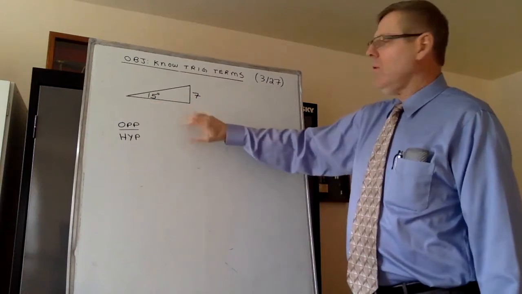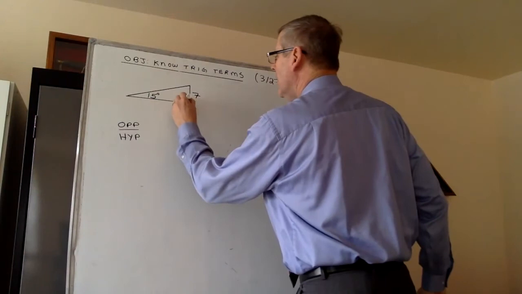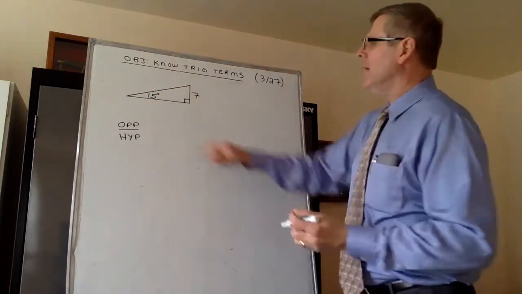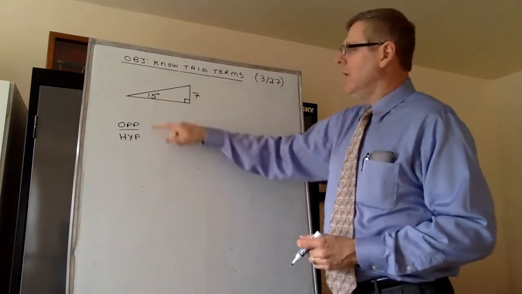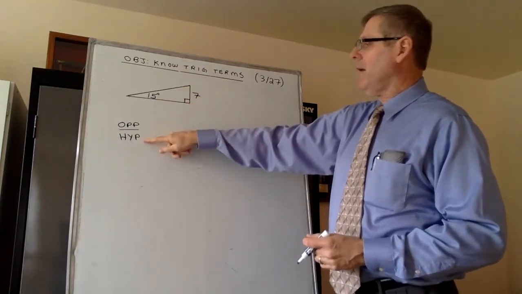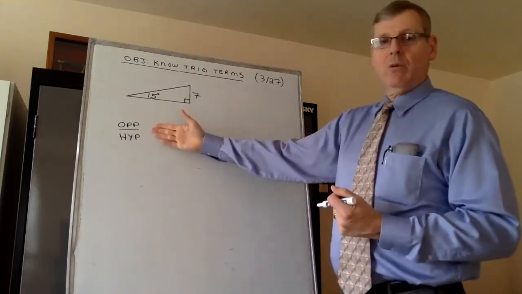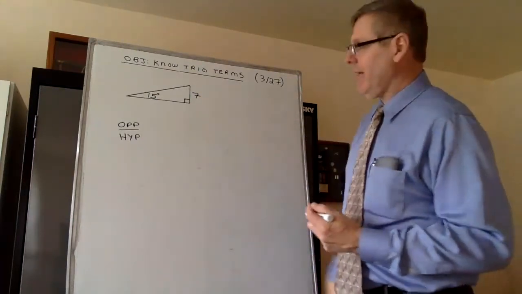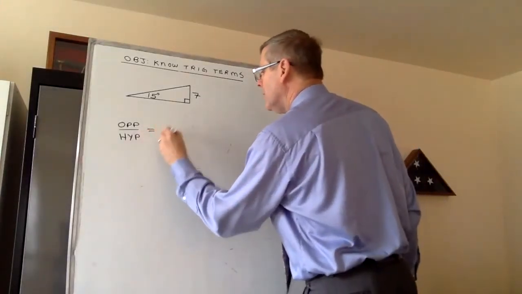Now, I know that all right triangles that have 15 degrees here, 65 here, and 90 here are similar. So the opposite over hypotenuse ratio is always going to be the same. I just don't know what it is. We're going to find out next week how to find that. For right now, I'm going to tell you that it is 0.259.